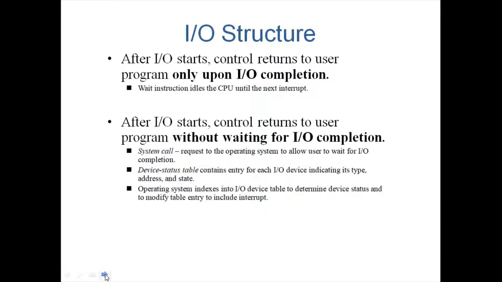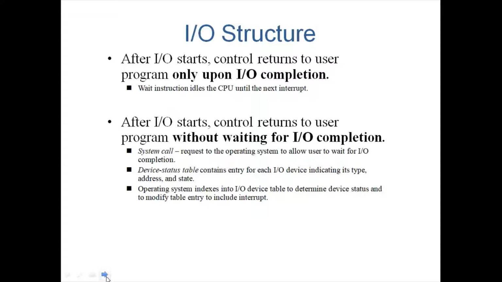Now we discuss the IO structure. After input output starts, the control returns to the user program only on IO completion. The wait instruction idles the CPU until the next interrupt. Or, after the IO starts, the control returns to the user program without waiting for IO completion. Like a system call, it is a request to the operating system to allow the user to wait for IO completion.